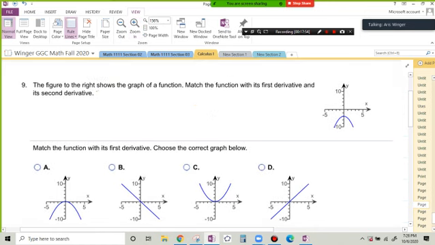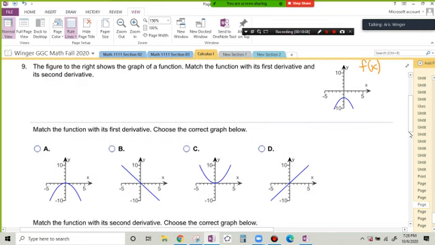The figure to the right shows the graph of a function. So here's the function, f. Match the function with its derivative and its second derivative. Great. All right. Now they won't put them on the same graph, so that's good. There's f. Now we're going to say some things about f.